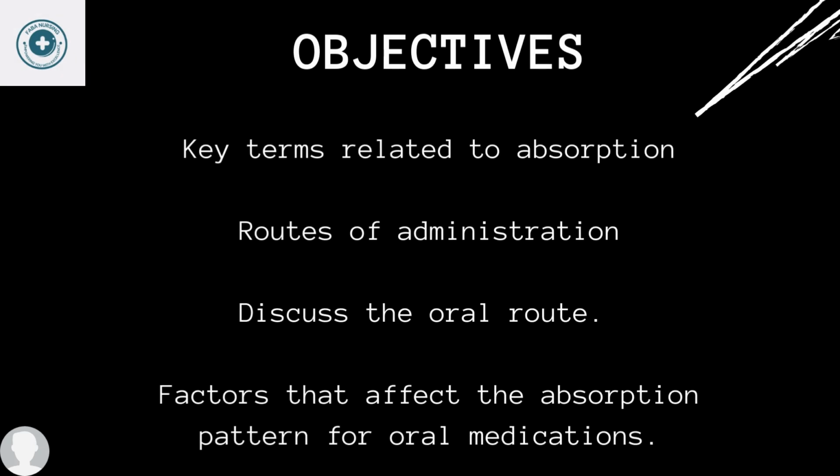Building on the story of Al and the explanation of medication absorption shared in the introduction, in this session, we will focus on the first phase of pharmacokinetics, absorption. I will introduce key terms related to absorption, outline the various routes of medication administration, and specifically discuss the oral route. We will also highlight the factors that affect the absorption pattern of oral medications.